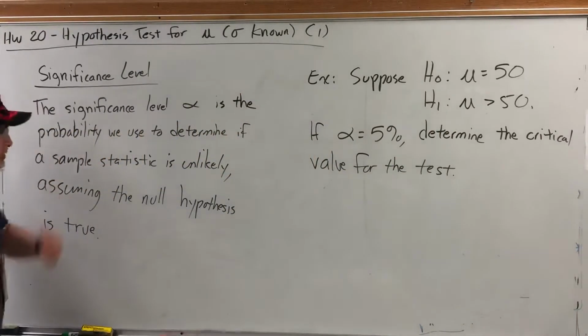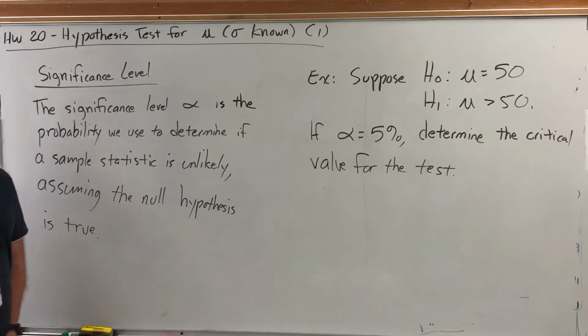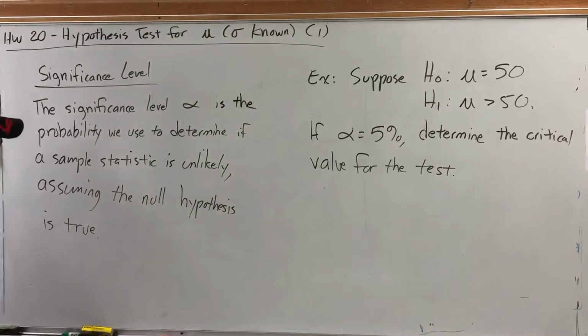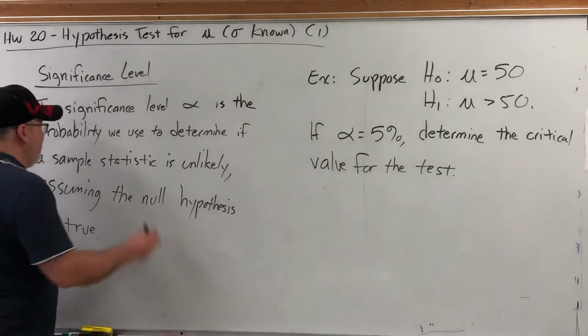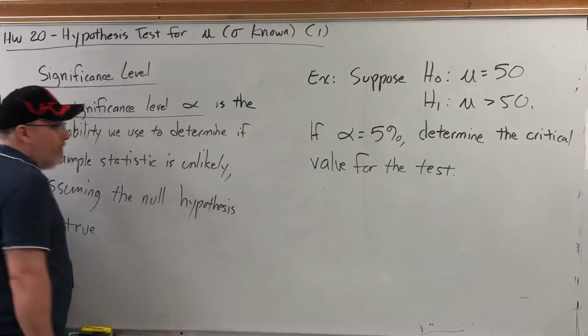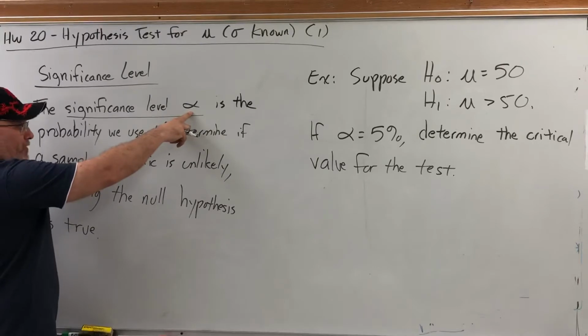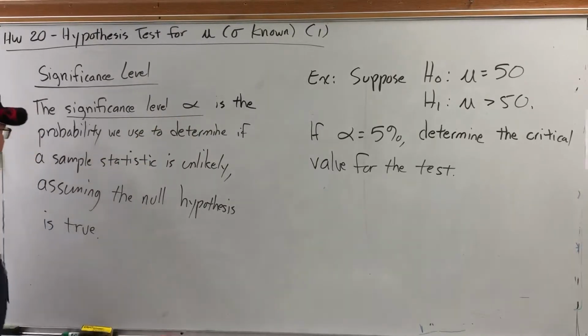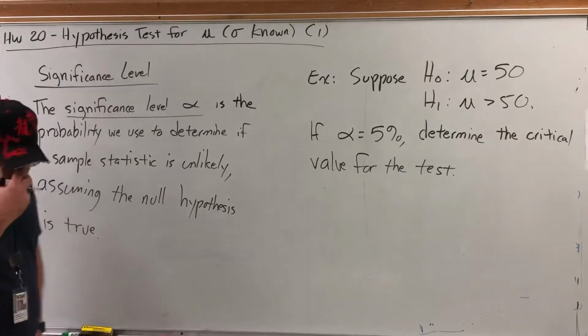But before we get into the details on how to actually conduct a hypothesis test, I want to introduce you to an important concept called a significance level. The significance level, whose variable is the Greek letter lowercase alpha, is the probability we use to determine if a sample statistic is unlikely, assuming that the null hypothesis is true.